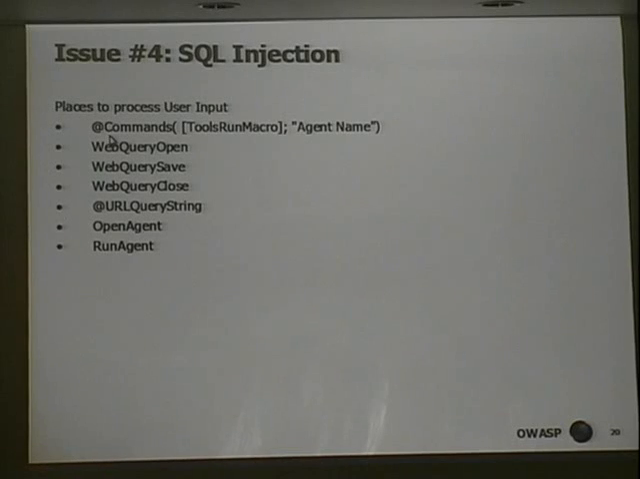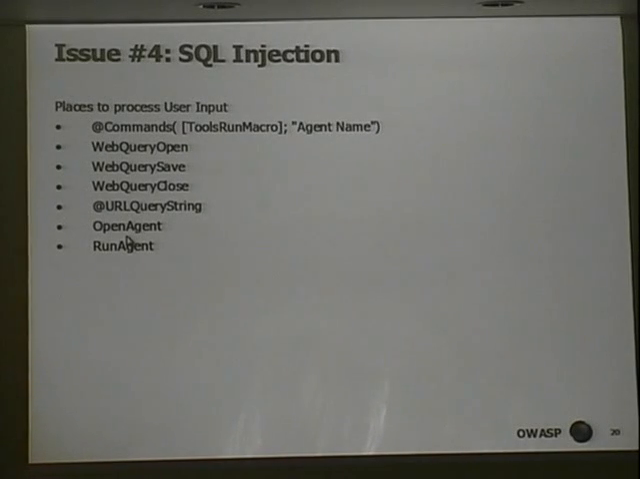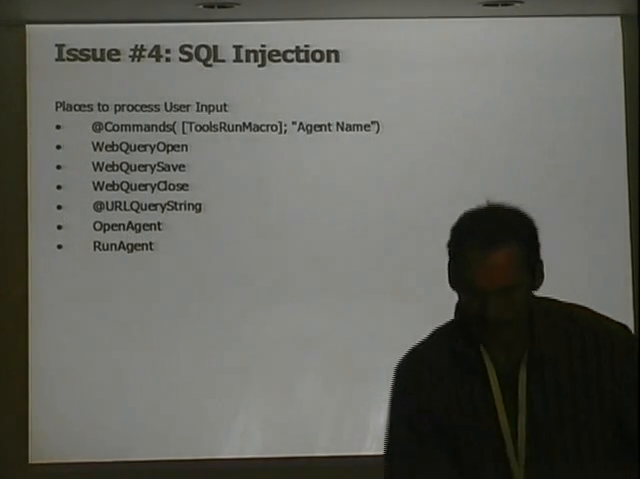But how to do the source code review? These are the places you should look into. These 7 functions I list here are the places that call an agent. So again, an agent is used to talk to the databases.